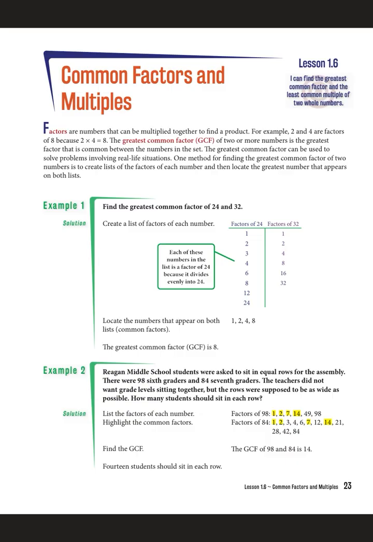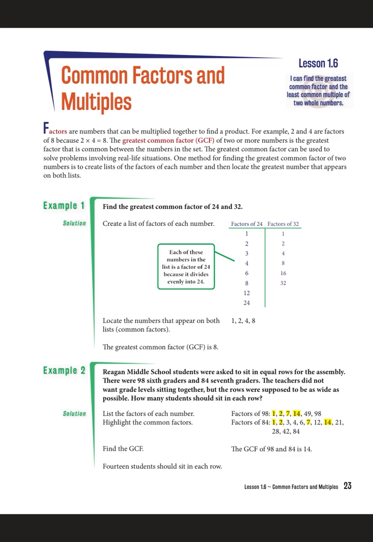By the end of this video, I want you guys to be able to find the greatest common factor and the least common multiple of two whole numbers. Okay, remember that factors are numbers that can be multiplied together to find a product. For example, 2 and 4 are factors of 8 because 2 times 4 equals 8.